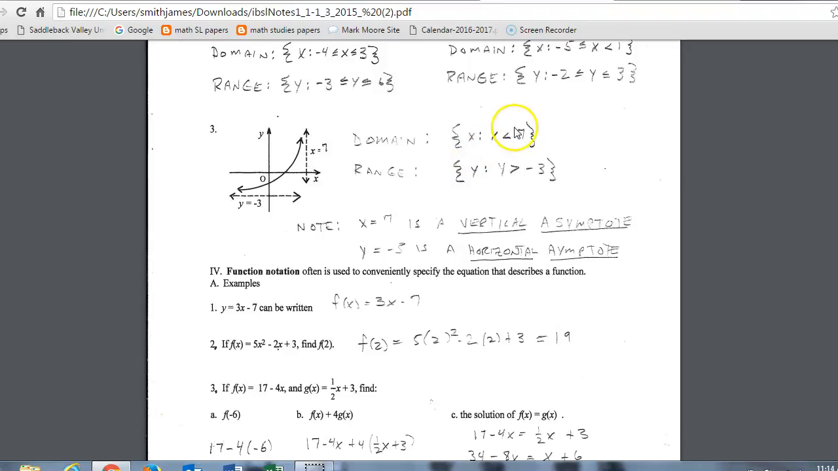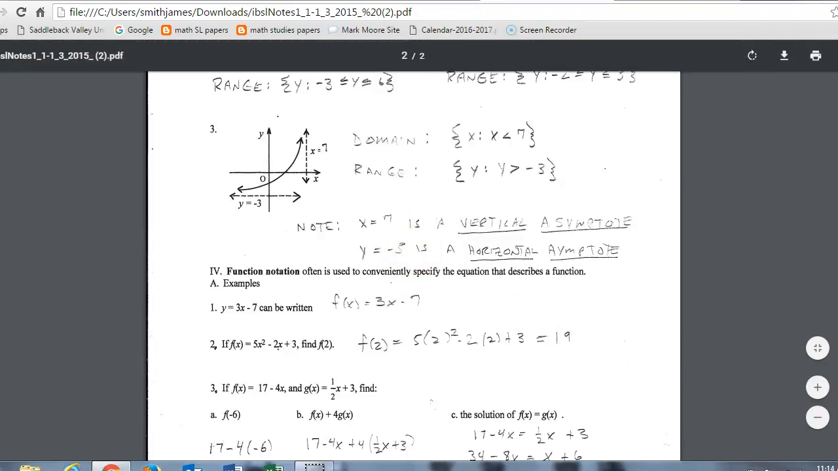So this is what we would say for the domain. All right, domain is just the x is everything to the left of that number, not including 7. And for the range, everything above negative 3, not including negative 3. And there are times where you're going to be asked about asymptotes, vertical and horizontal. So all right, they're always written as an equation. So those are just good to keep in mind for what those are.